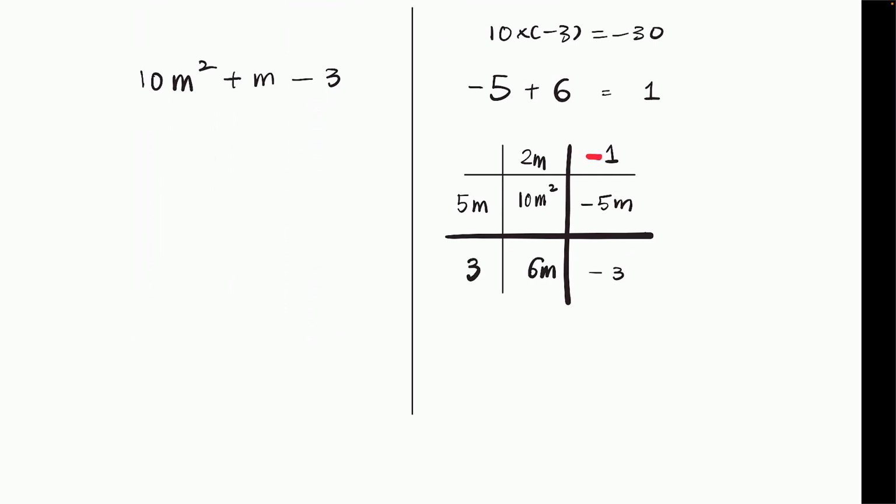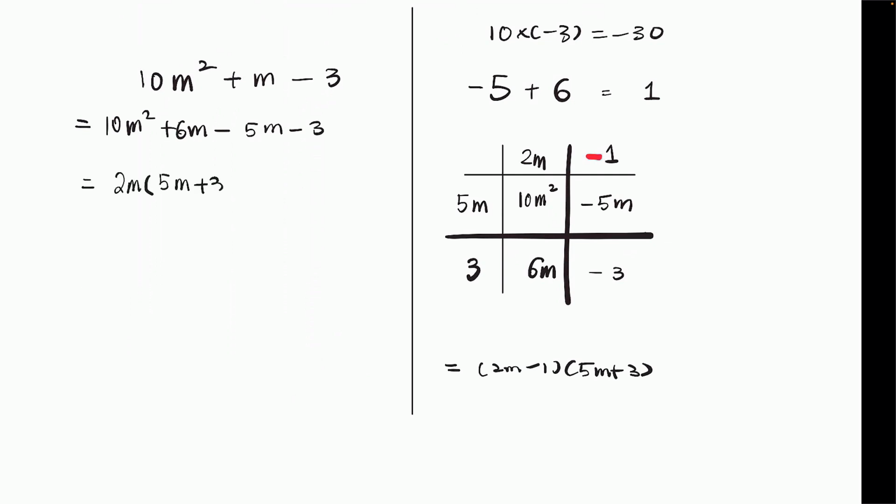And you will see that this matches what we want. So it's going to be 2m minus 1, 5m plus 3. Let's check whether that is true. We got 10m squared plus 6m minus 5m minus 3. And then we got 2m times 5m plus 3, and minus 5m plus 3 because we put it in brackets. So we will have the result like this. Do you get it? Do you have the same result?